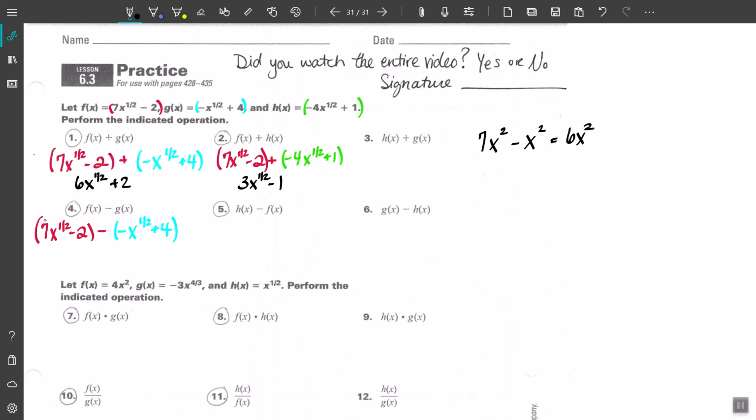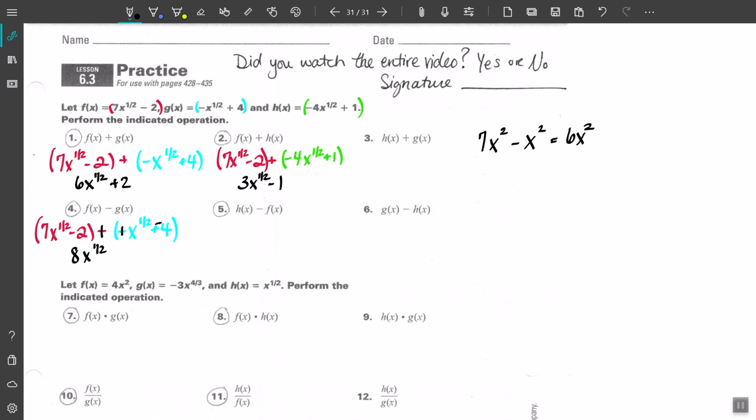So I've got this red function. I'm going to subtract the blue function from it, so I'm going to change the signs. And now it's an addition problem, and now we're doing the same thing again. I'm looking for like terms. So I have 7 x's to the 1/2 and another positive x to the 1/2. So I'm going to add the 7 to the 1 to give me 8 x's to the 1/2.